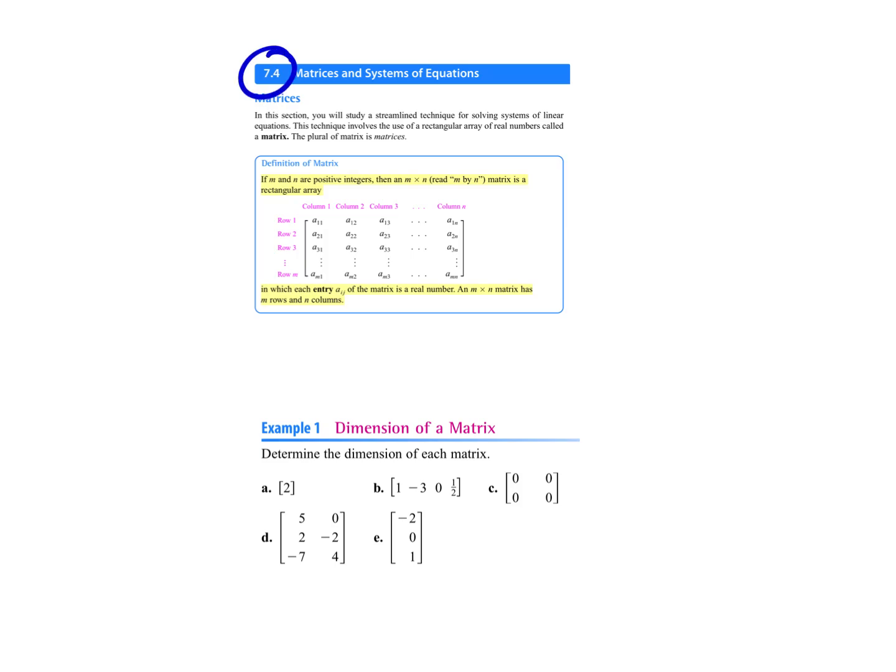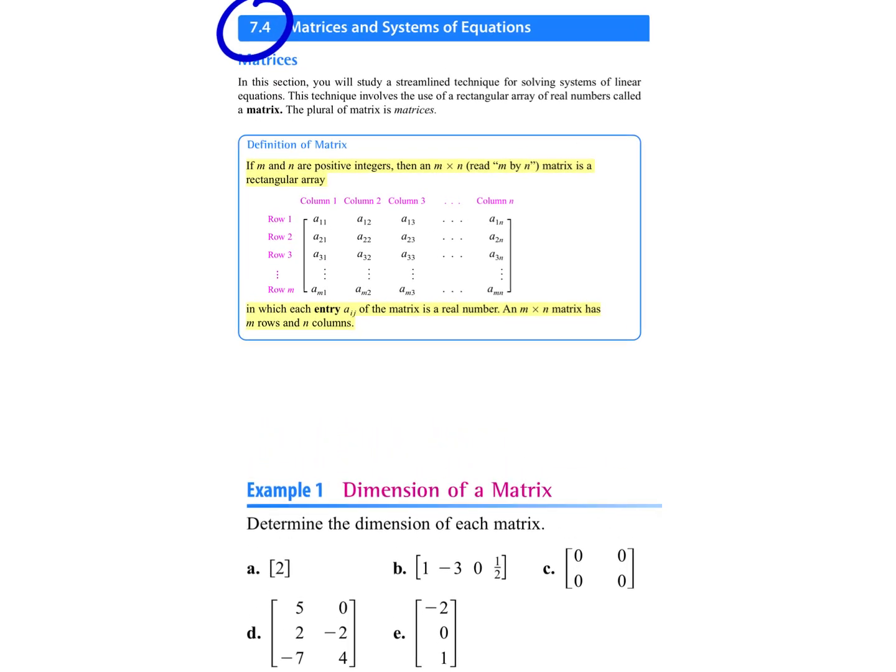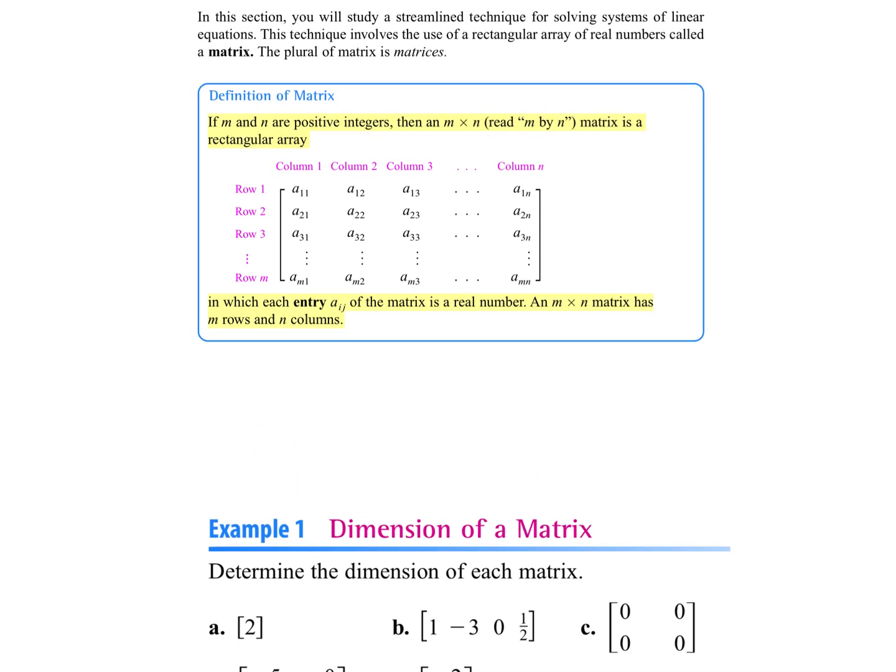So 7.4 notes, we're going to talk about matrices and systems of equations. When we talk about matrices, it's important to know that the dimensions go row by column. Rows, you can think about like a movie theater row, they go side to side. Columns would be like columns of a building, they go up and down.